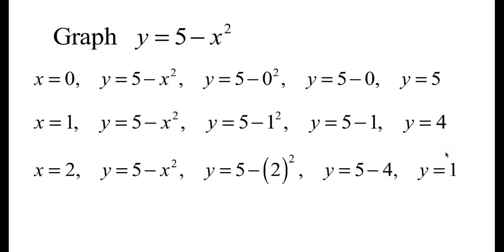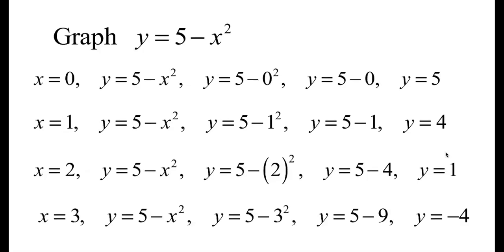Let's go to x is 2. y is 5 minus x squared. y is 5 minus 2 squared. y is 5 minus 4. y is 1. So (2, 1) is a point on this graph. We go to 3. 5 minus 3 squared. 5 minus 9. 5 plus negative 9, negative 4. So now I have 4 points: (0, 5), (1, 4), (2, 1), and (3, -4).